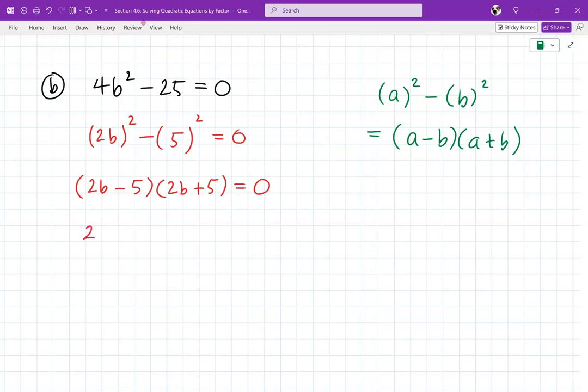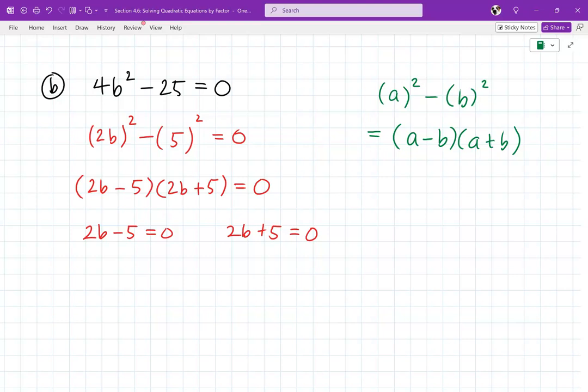So here we go. 2b minus 5 equals 0. Now yesterday you didn't do any solving. You just did factoring of a difference of 2 squares. So that's what we just did. We just factored a difference of 2 squares. Remember, it's called the difference of 2 squares because it's a difference, there's a minus, and both terms can be written as squares. So a difference of 2 squares.